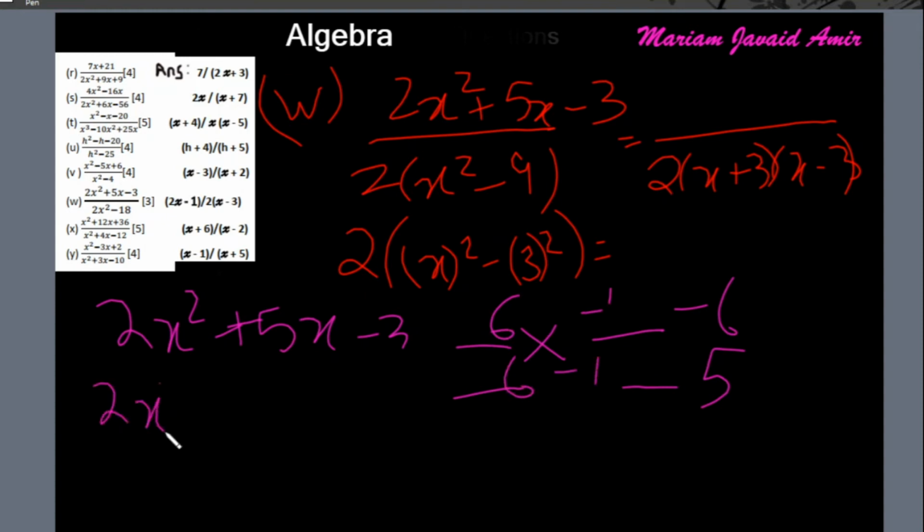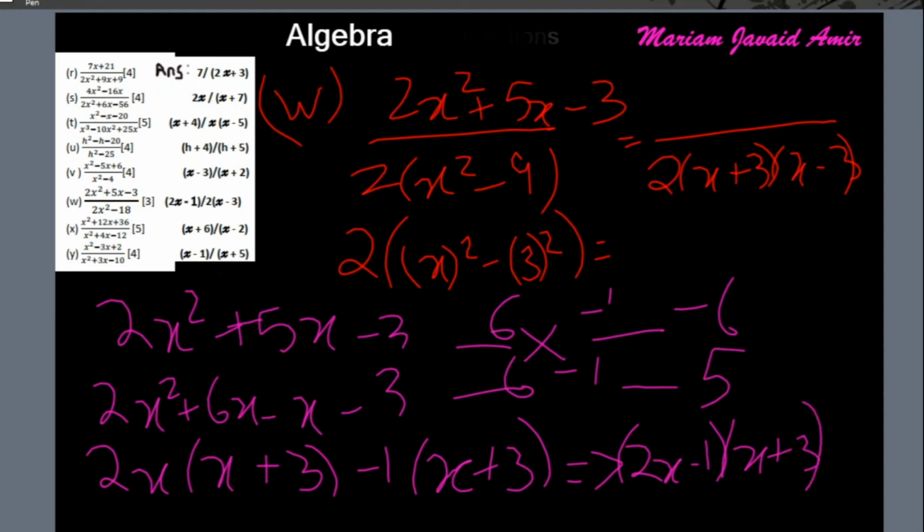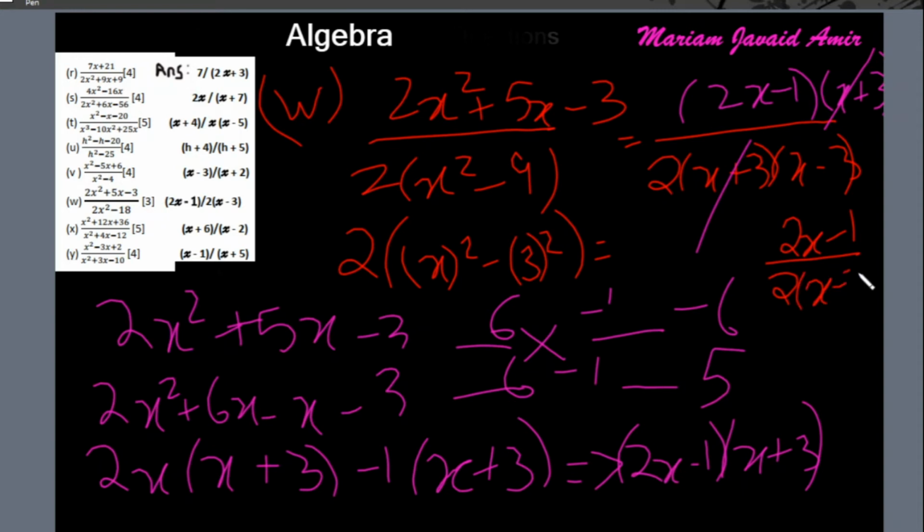So 2x square plus 6x minus x minus 3. 2x is common in the first two, we're left with x plus 3, then minus 1 is common in the next two, we're left with x plus 3. So this factorized becomes 2x minus 1, x plus 3. x plus 3 and x plus 3 cancel out, and we're left with 2x minus 1 over 2 times x minus 3. This is the answer for part W.